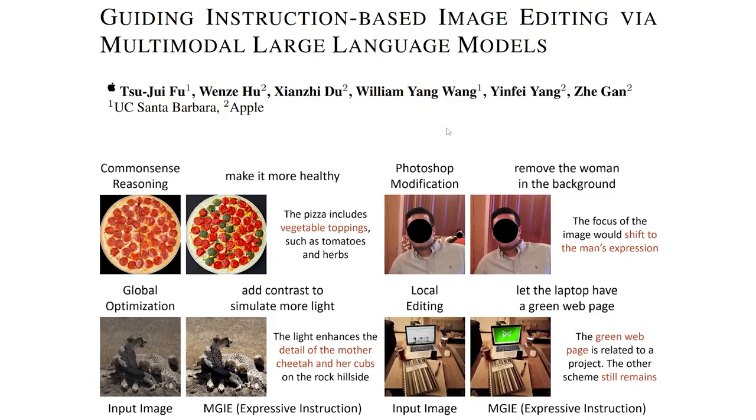That's not the only thing Apple is doing. It looks like they're also getting into image editing using text. So for example, you'd have an image of a pizza. You can say something like, make it more healthy, and then instantly it'll add vegetables. Or you can say something like, remove the woman in the background right here. And just like that, it'll do it for you.